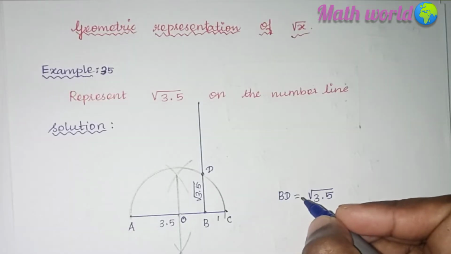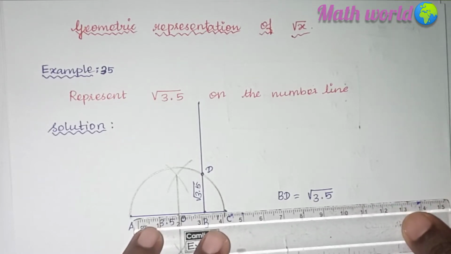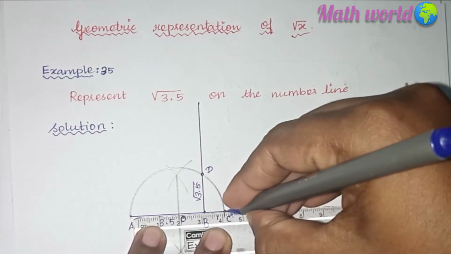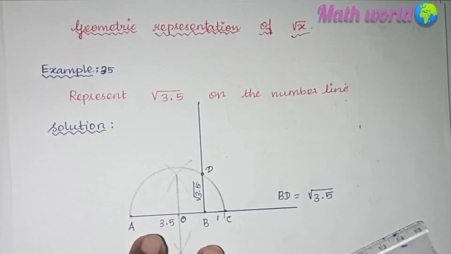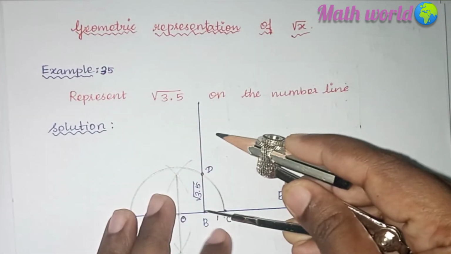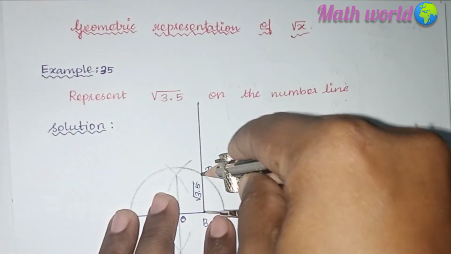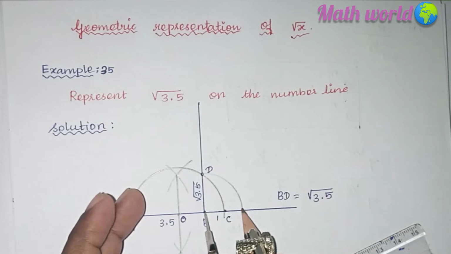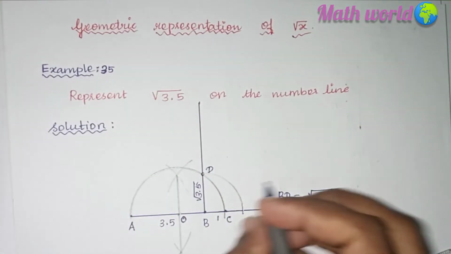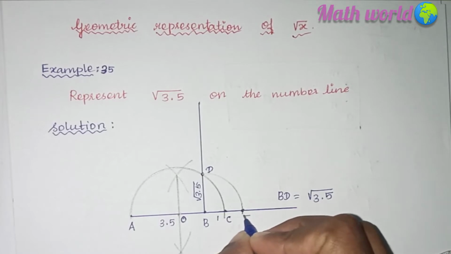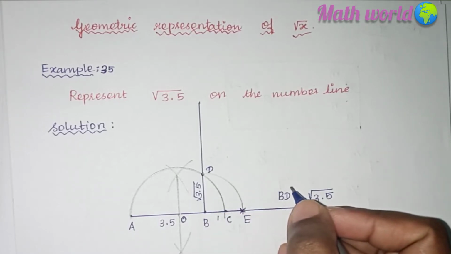In this question, they ask us to represent it on the number line, so I just extend this line, take this root 3.5 length, and draw one arc. It touches in one place, so I give it the name E. This E represents square root of 3.5.